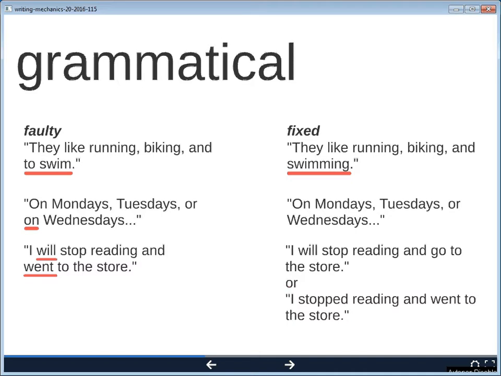I will stop reading and went to the store. We know that this doesn't work. The two parts of that sentence are not parallel. I will stop reading and go to the store, or I stopped reading and went to the store. So grammatical parallelism creeps in and can be easily edited out, making sure that the sentences follow the same form across the various parts, especially within lists of things, like in the first example.